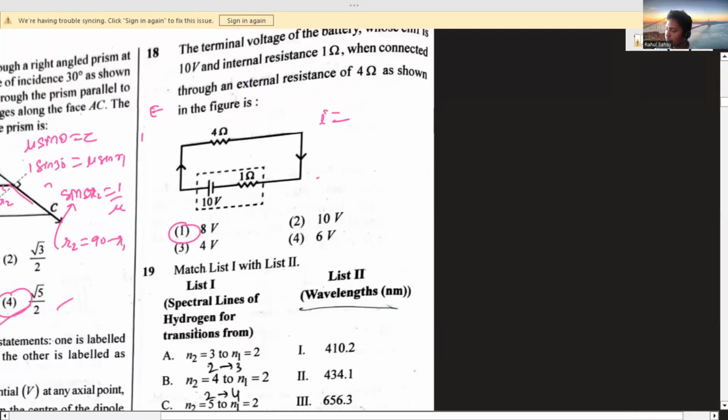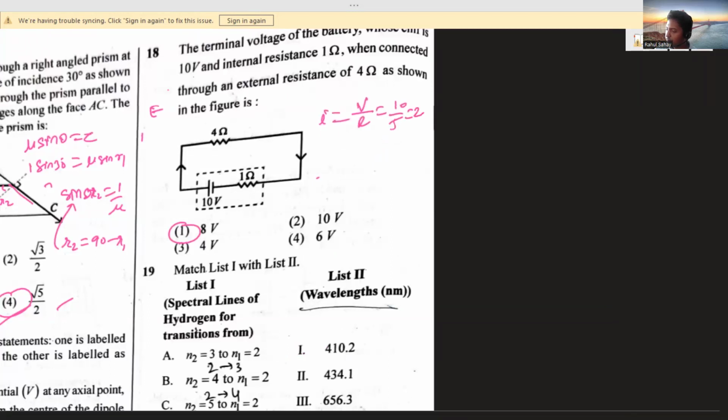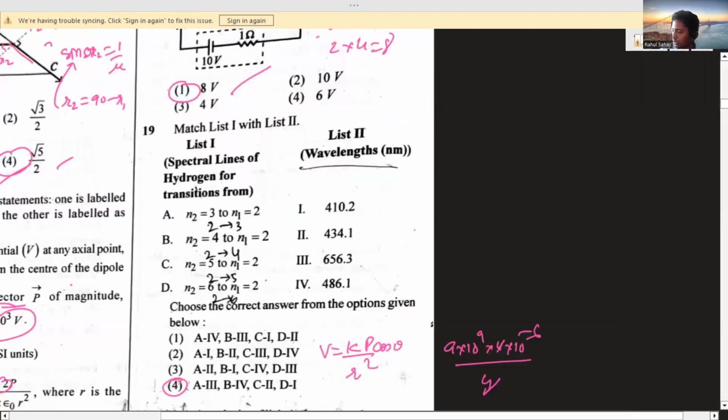I is equal to what? Total circuit I is equal to V by R equivalent, that is 10 by 5, 2 ampere. Now they are asking what is the terminal voltage. So you put I into R directly, or V is equal to E minus Ir. So 2 into 4, 8 volt. This is also correct. Easy.